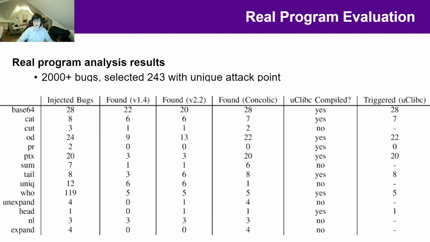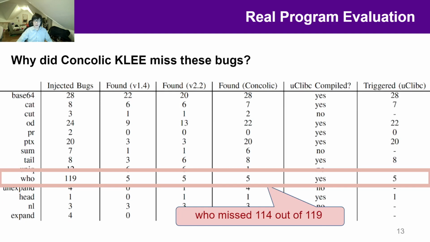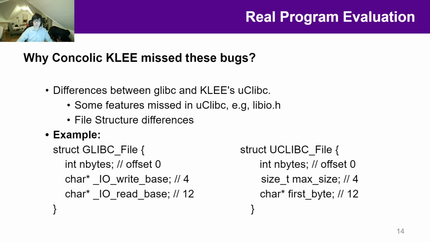Here is our result. We selected 200 bugs with unique tag points. Now, our research question changed to: why did Concolic KLEE miss these bugs? For example, KLEE and Concolic KLEE only found 5 out of 119 bugs injected into the who program. We found the missed bugs are caused by the diversity between glibc and uclibc.